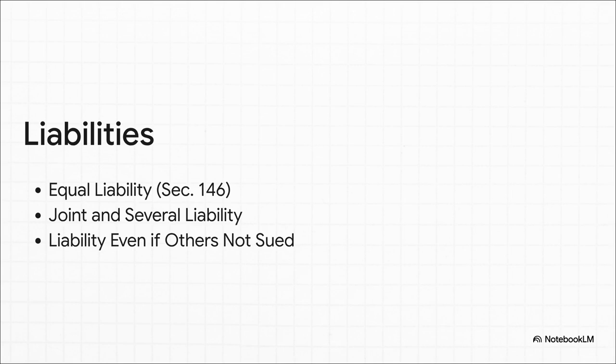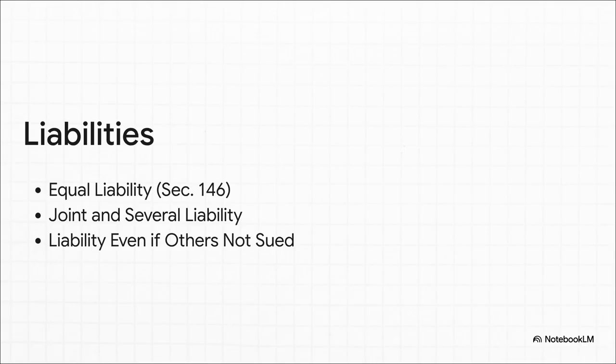1. Equal liability under Section 146. 2. Joint and several liability. 3. Liability even if others not sued. Let me pause and explain this. First, in the absence of an agreement, liability is strictly equal. It is absolutely not based on a surety's personal financial capacity to pay.